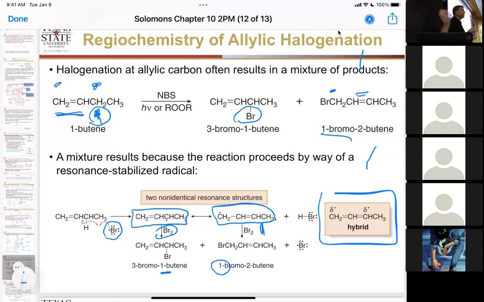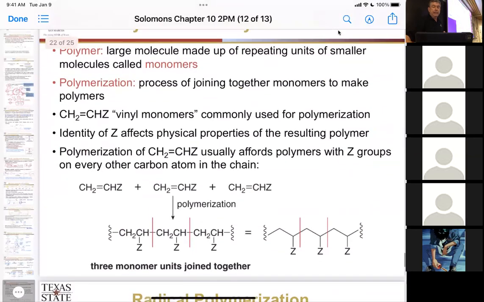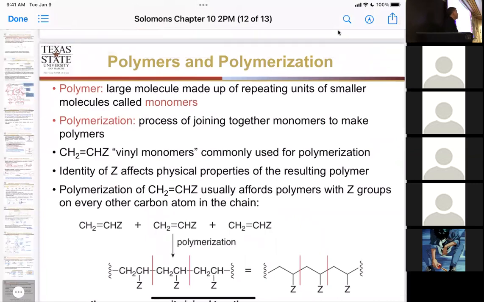It's problematic for some things. It can make products that are maybe 2 things. Well, where it's really used a lot is in industry, especially in making polymers, or what some of you call plastics. So we're going to use radical chemistry to make plastics.